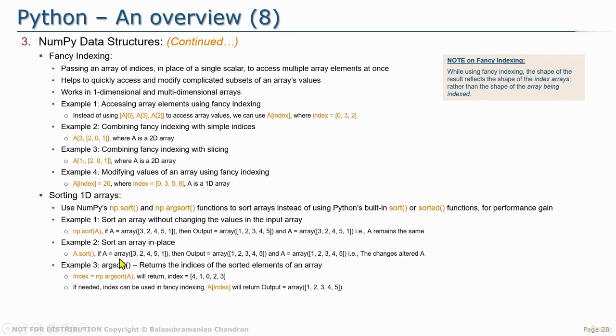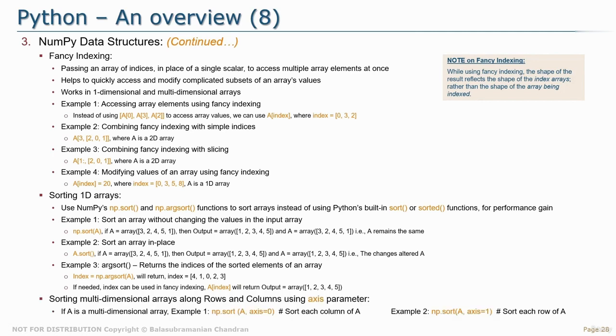Remember, in Python, the array elements are zero indexed, meaning the index value of the first element is 0, the second element is 1, the third element is 2, and so on. And hence, the index values of the sorted array elements are 4, 1, 0, 2, and 3. If needed, the index can be used in fancy indexing as well.